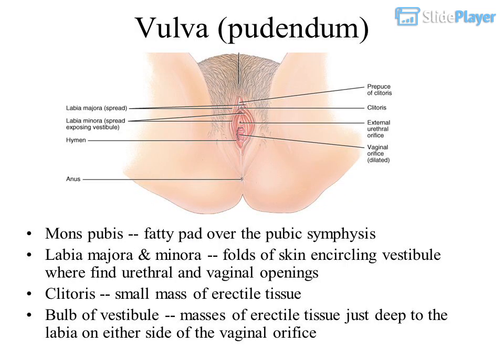Vulva, or pudendum: the mons pubis is a fatty pad over the pubic symphysis. Labia majora and minora are folds of skin encircling the vestibule, where the urethral and vaginal openings are. Clitoris, a small mass of erectile tissue. Vestibular bulbs, masses of erectile tissue just deep to the labia on either side of the vaginal orifice.